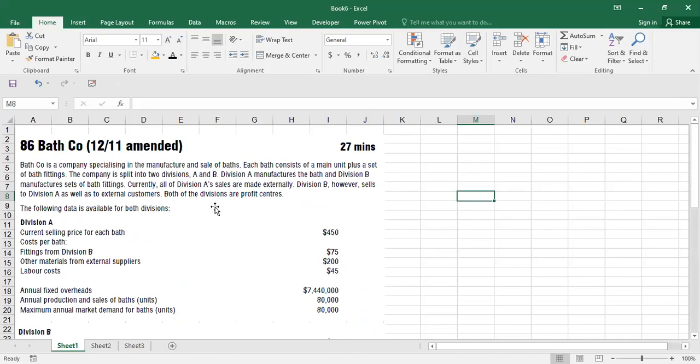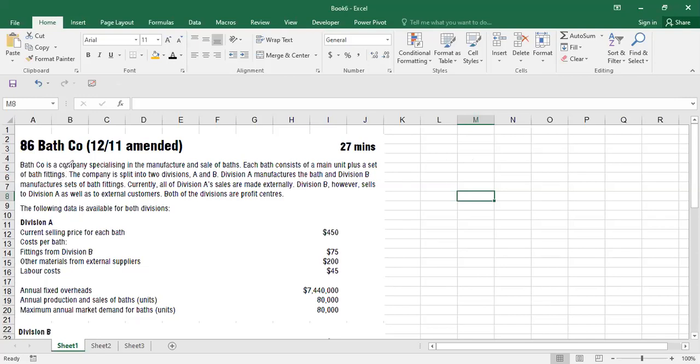Now, one thing you should remember when you are doing a transfer pricing question is that you should spend good time on understanding the scenario. Calculations will not be very difficult or very long, but the scenario could be confusing. So you should be very clear on what is happening. Okay, so let's start sketching what is happening.